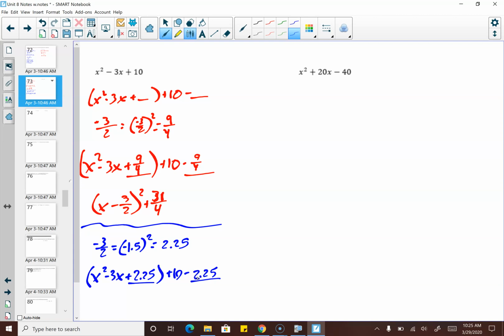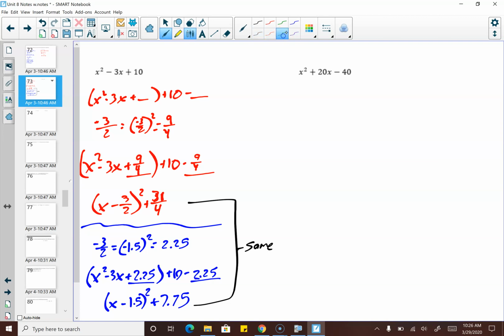Okay. And now again, my parentheses still going to look the same. I'm going to be x minus 1.5 squared, right? Because that's the number I got when I divided by 2. And then out here, if you do 10 minus 2.25, you get 7.75. All right, so these two here are the same. It's just a matter of if you want to keep it in fractions or you want to keep it in decimals.